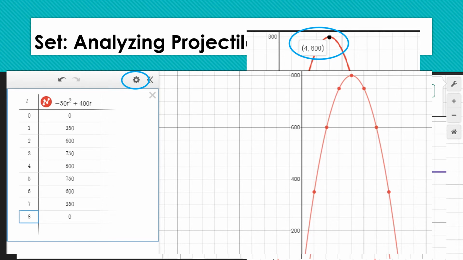In the blue oval on the left side of your screen, you'll see the little gear. If you press that gear, it will convert the equation into a table. With that table of values, you can see the different points on your function on the graph.